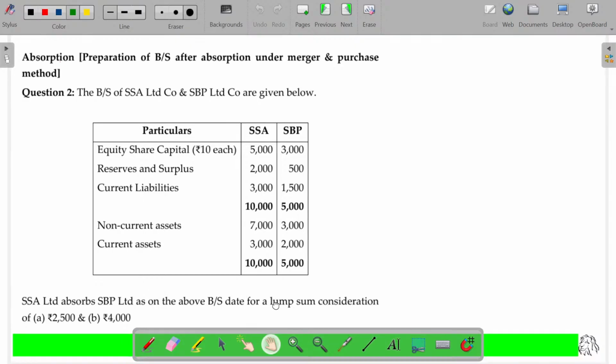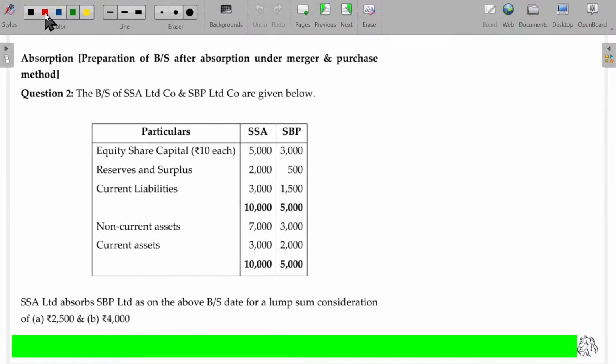Okay. Now, what happens? Under which method am I going to follow? Merger method. Under merger method, as SBB is taken over by SSA, SBB will no longer exist. SSA's balance sheet will continue to appear at their own book value even after the merger. For SBB, we have to now consider whether it's a merger or purchase, and based on that, you can take either book value or realizable value.